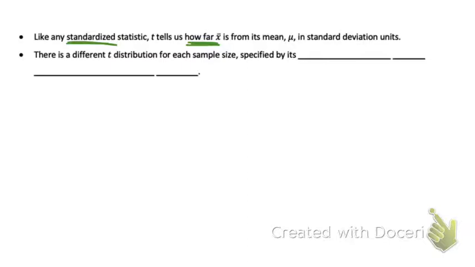Here's the kicker. There is a different T distribution for every possible sample size. How many different sample sizes can you take? Infinite. There is an infinite amount of T distributions, y'all. Where there's only one Z distribution, there's an infinite amount of T distributions. So they are specified by their degrees of freedom, which is abbreviated DF.